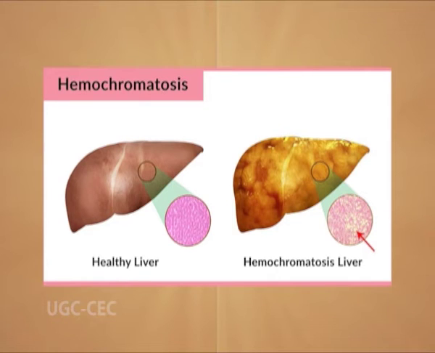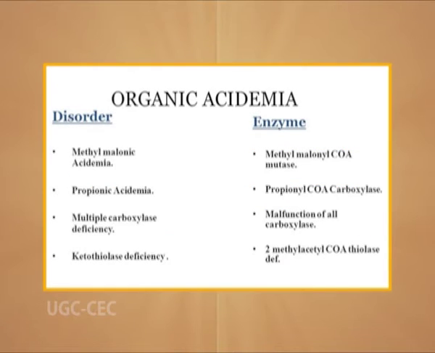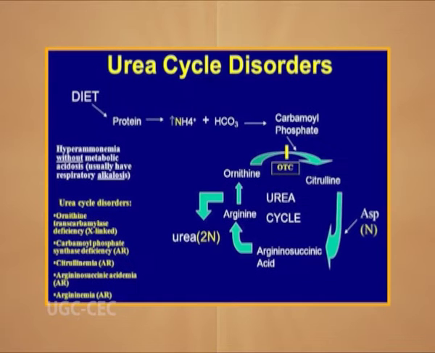Hemochromatosis. The intestine absorbs excessive iron which builds up in the liver, pancreas, joints and heart, causing damage to them. Organic acidemia, methylmalonic acidemia and propionic acidemia. Urea cycle disorders, ornithine transcarbamylase deficiency and citrullinemia.